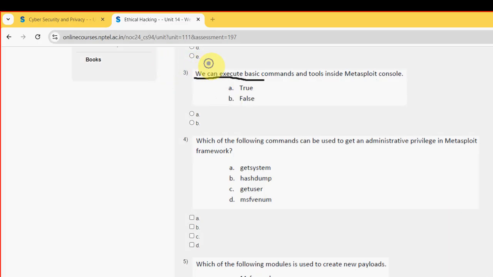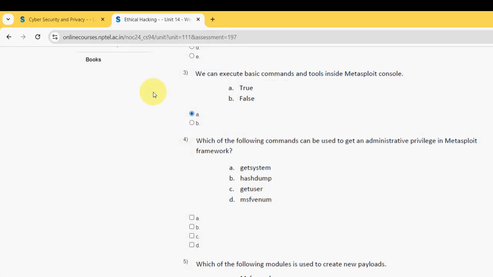We can execute basic commands and tools inside Metasploit console. So for third question, the answer is once again option A, true. So mark option A. Next, moving on to the fourth question now.